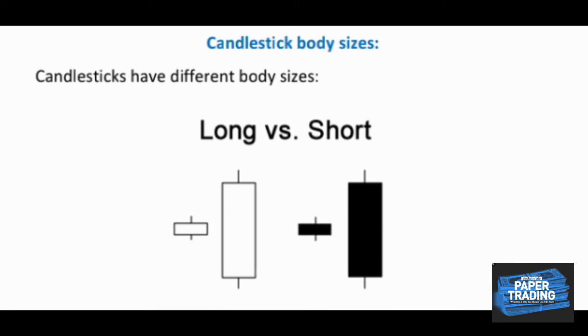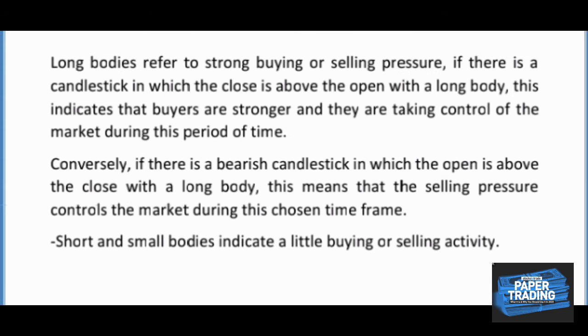There are two types of candlestick based on body size, that is long and short. The long candlestick has a longer real body and short is vice versa. Long bodies refer to strong buying or selling pressure. If there is a candlestick in which the close is above the open with a long body, this indicates that buyers are stronger and they are taking control of the market during this period of time.